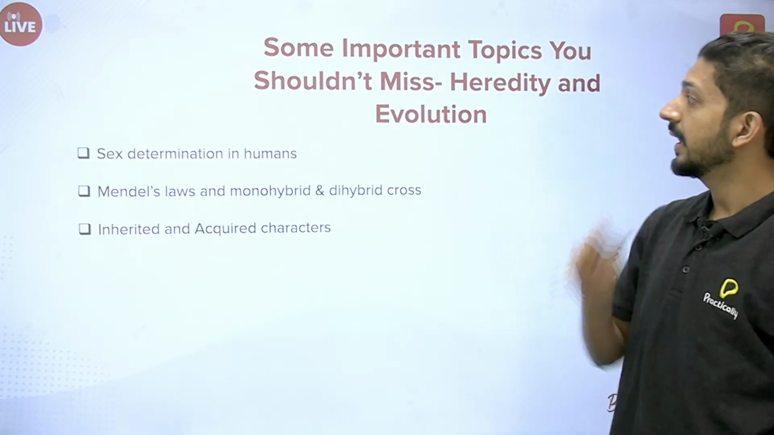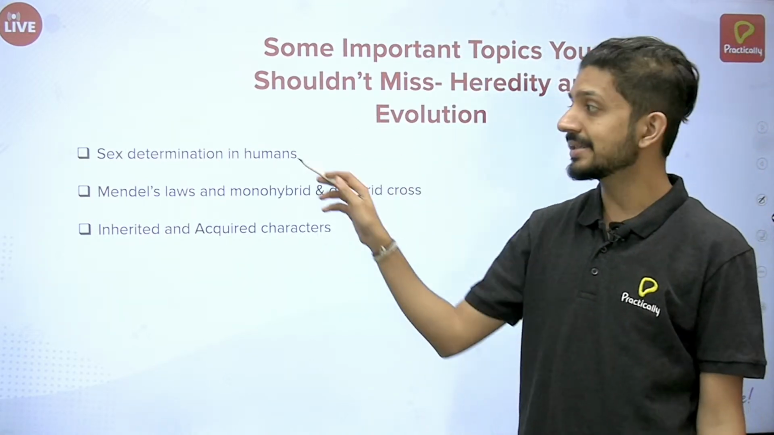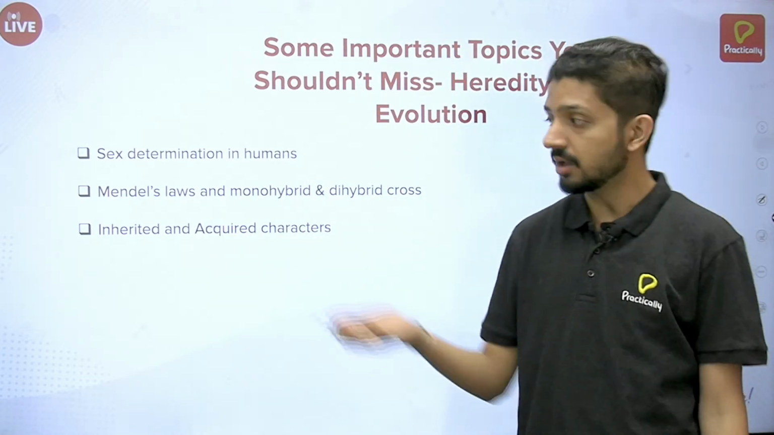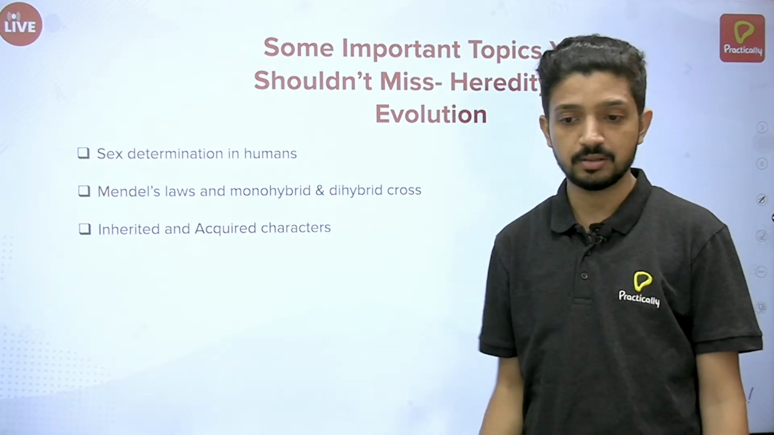Then from heredity and evolution, these are the important topics: sex determination in humans, Mendel's laws and monohybrid and dihybrid cross, and inherited and acquired characters.